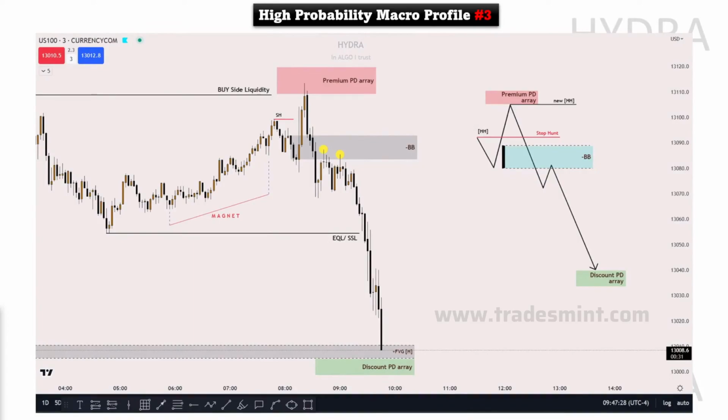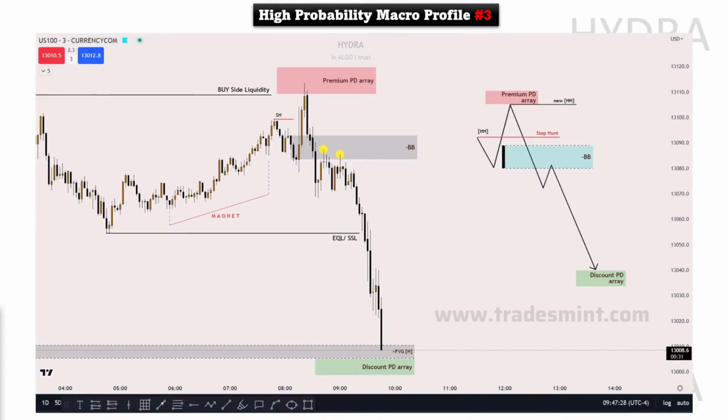So Medina is asking, are macro time windows same for all markets? No, it's not same for all markets. What I'm sharing here is applicable on stocks, but we have different macros for forex and crypto. So we are done with our high probability macro profile number 3. Now we'll be moving forward to number 4.